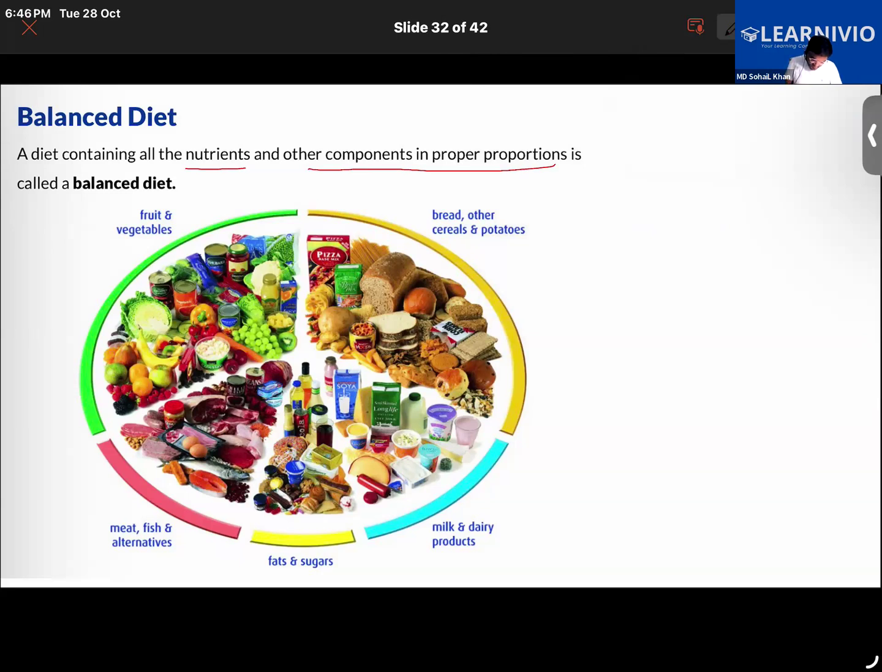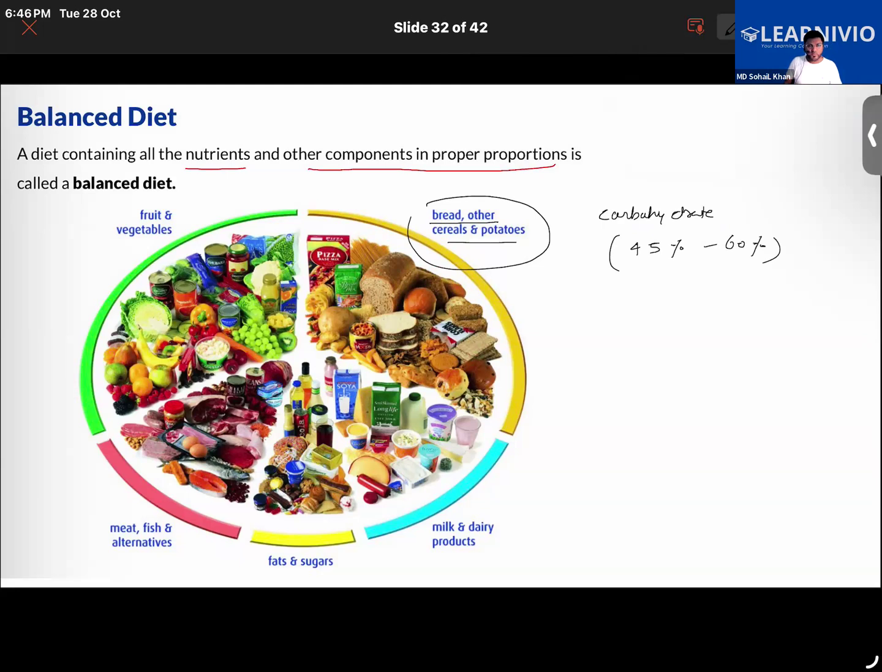So bread, other cereals and potatoes. Look at this section over here. These are the food items rich in carbohydrate. So how much carbohydrate should be there? Roughly, I would say 45% to 60% should be there in your diet. Okay, let's go next.